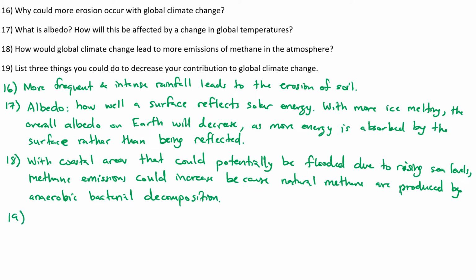19. List 3 things you could do to decrease your contribution to global climate change. Number 1, you could power your home with renewable energy. Number 2, eat less meat.